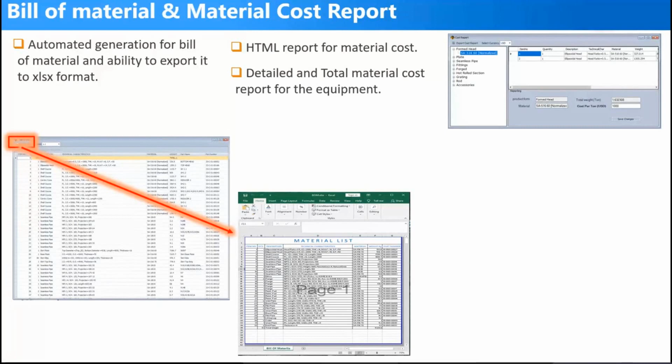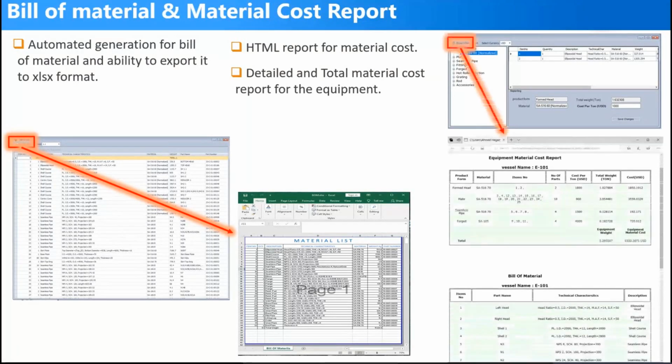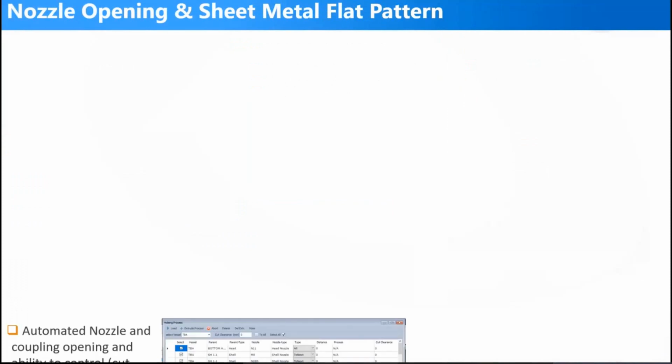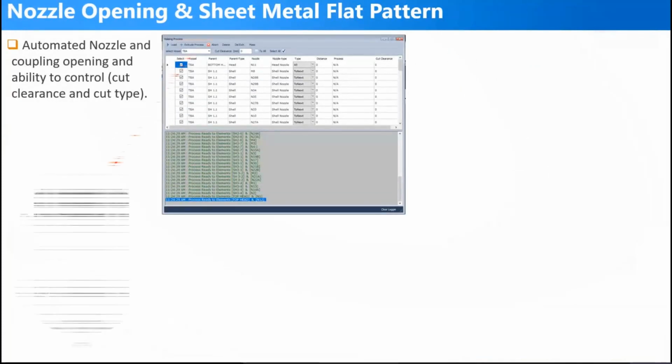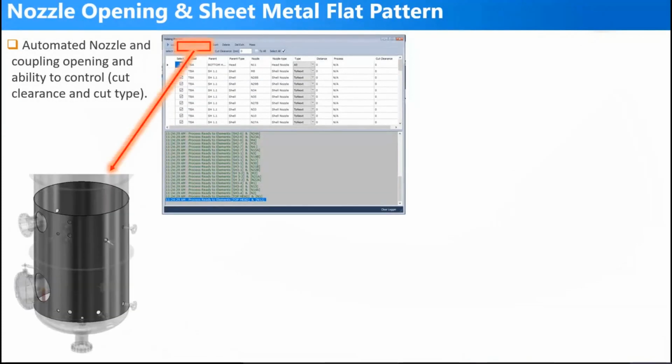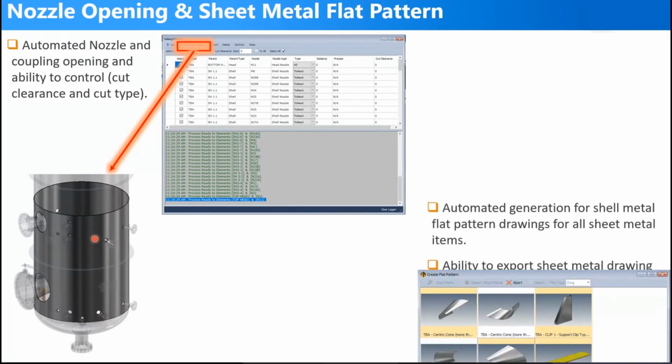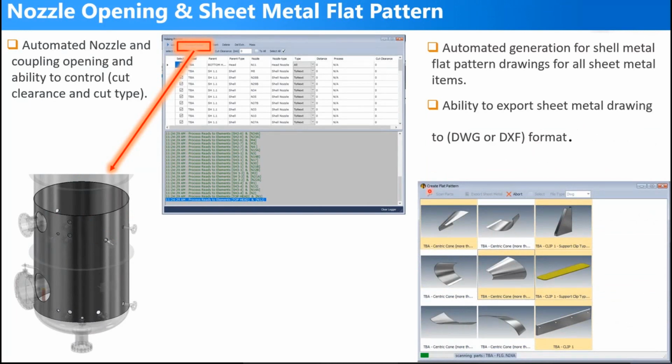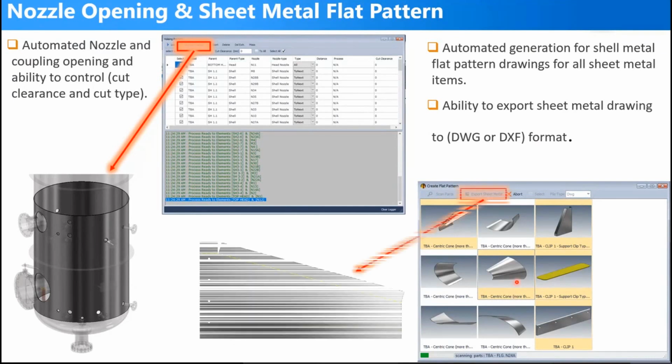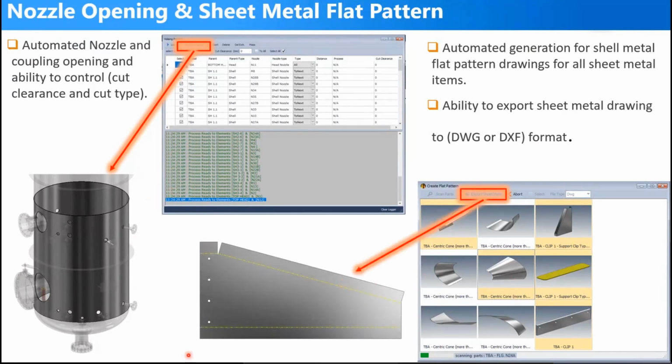Another tool in SEG, you can use it to generate the nozzle opening here. By using this tool, you can generate the nozzle opening on shell plates and head plates. After that, you can generate the sheet metal flat pattern by using another tool in SEG for all blades, like this support or this shell, including the nozzle opening. Okay, so those are different tools.